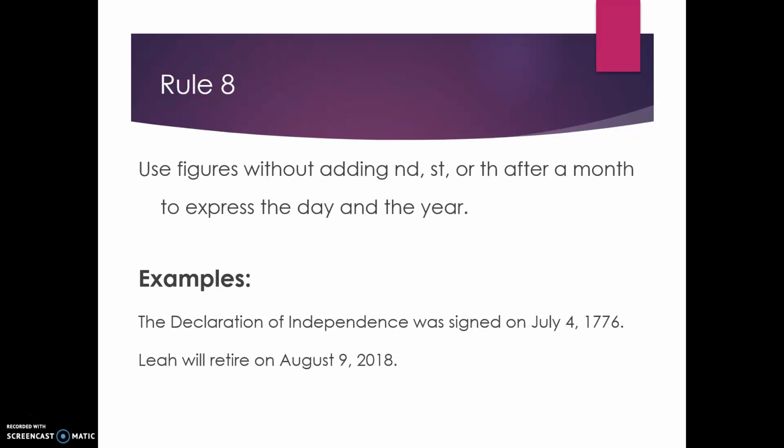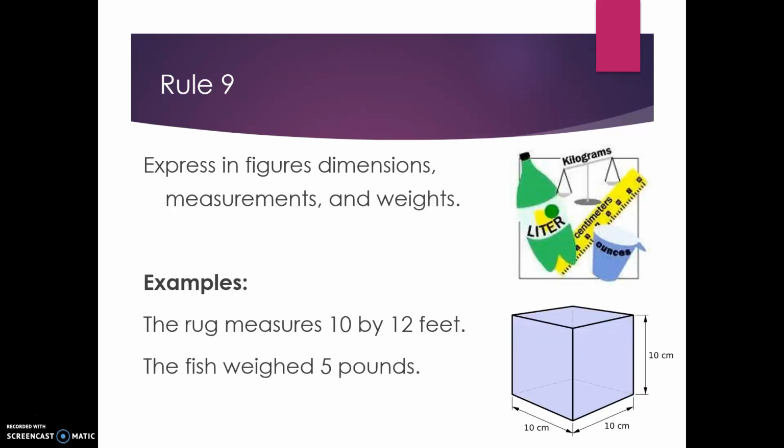Rule 8. Use figures without adding nd, st, or th after a month to express the day and the year. For example, the Declaration of Independence was signed on July 4, 1776. People say July 4th, 1776, but it is written without the th. Leah will retire on August 9, 2018. Again, we say August 9th, but we write August 9.